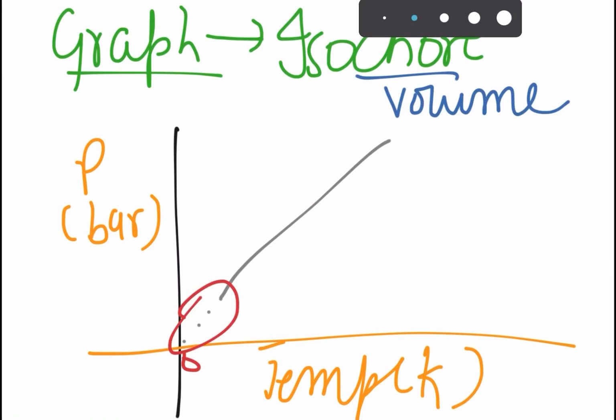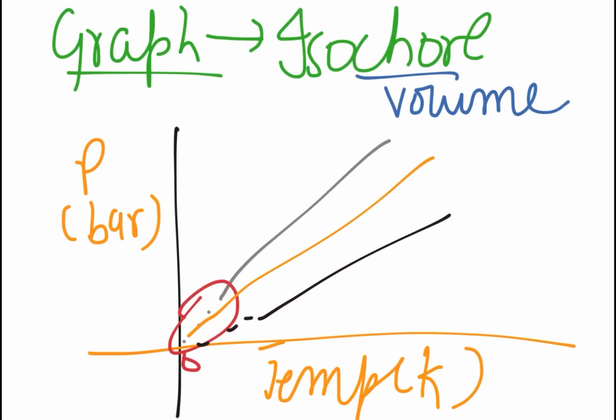I can draw this line also, and this line also, etc. This simply means that I am taking gases at different volumes. Suppose this is a gas at volume V1, this is a gas at volume V2, this is a gas at volume V3, and I am plotting the graph for this. But the first graph, of course, is the main graph, which gives you the proportionality for the gas. Okay, so this was your isochore of Gay-Lussac's law.